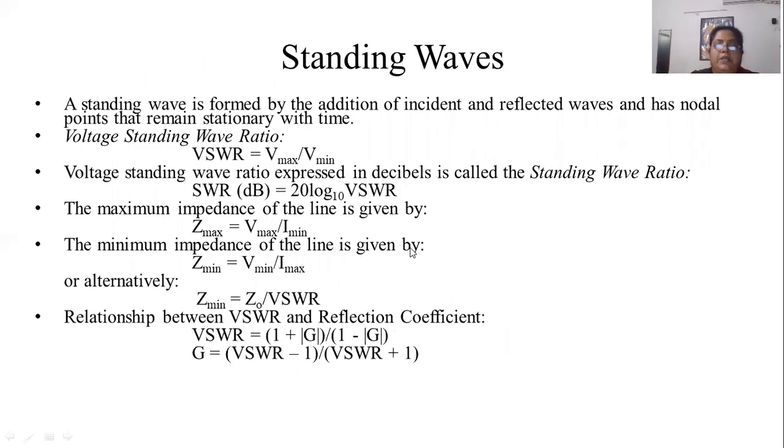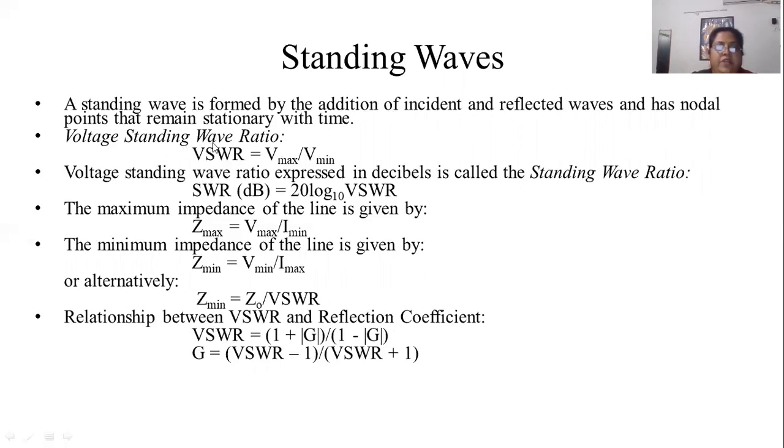Now we'll discuss the standing waves. A standing wave is formed by the addition of incident and reflected waves and has nodal points that remain stationary with time. So we can say that a standing wave is the superposition of the incident wave and the reflected wave. These points are the standing points which do not move, so it is called a standing wave.